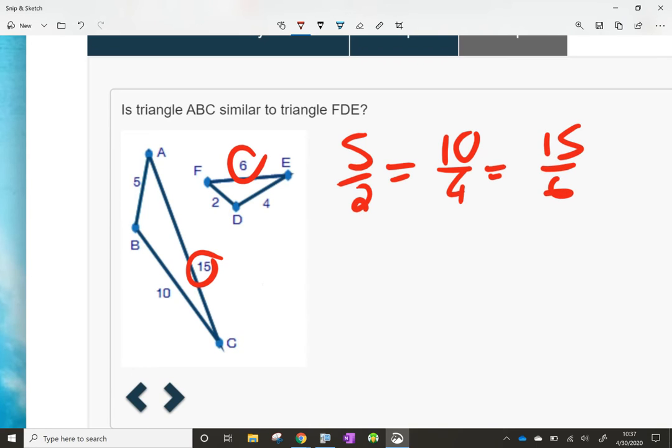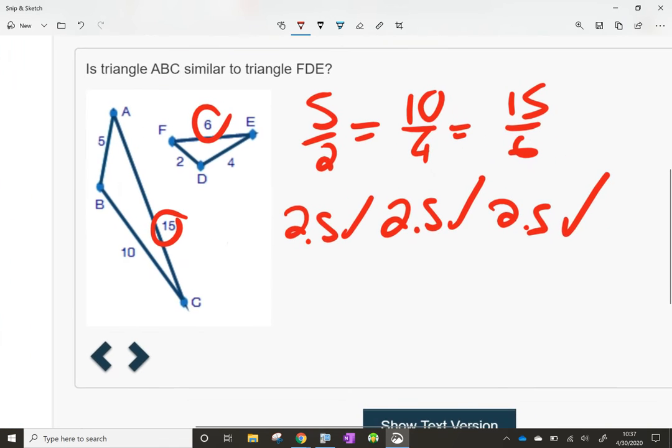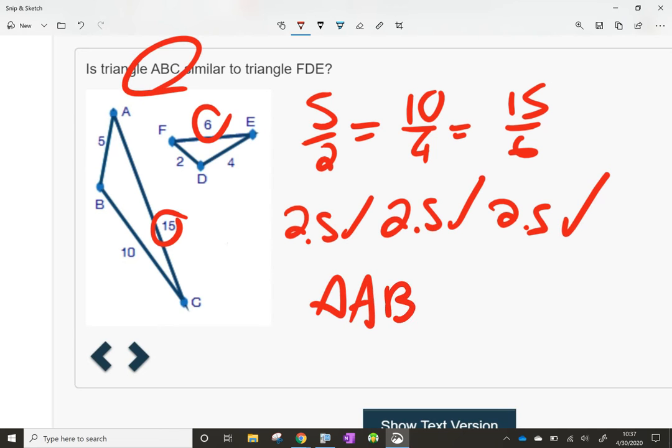And when you divide all these, this ends up being 2.5, this ends up being 2.5, and this one ends up being 2.5. So it's good, it has all the proportions, but here's something I want to point out real quick. The way you write this answer will be said a little bit later in this module, but I want to point it out now. So triangle ABC is similar to triangle, and it says FDE.